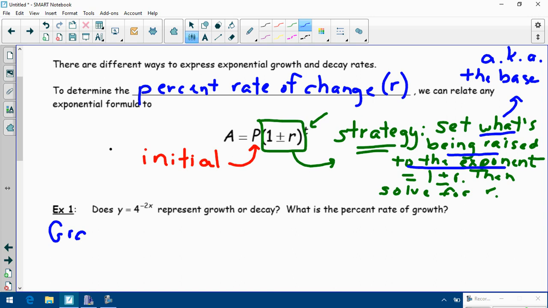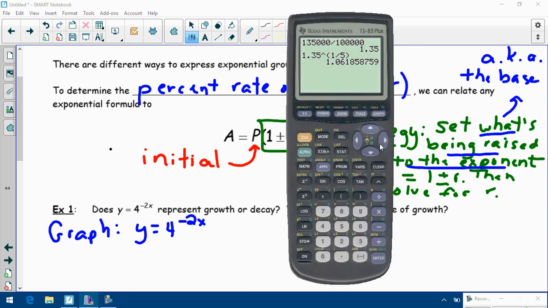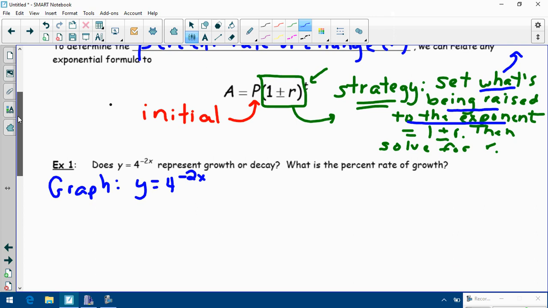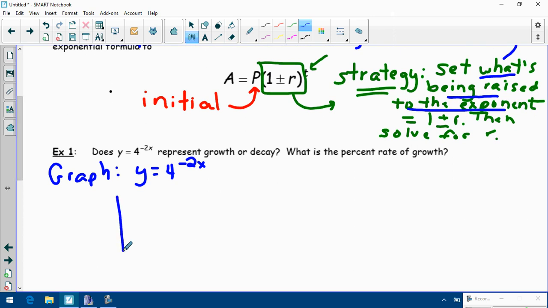So step 1, we're going to graph y equals 4 to the negative 2x. Because that's really the best way to tell if it's growth or decay. So here's my calculator, go to y equals 4 raised to the, since this is an old calculator, I got to put this exponent in parentheses, negative 2x like that. Go to zoom standard, take a look at what it looks like, and is it growth or decay? Obviously decay. Very good. So this is the graph I got. And we can say that it's decay.